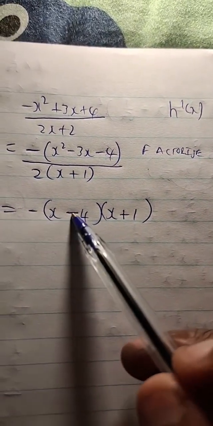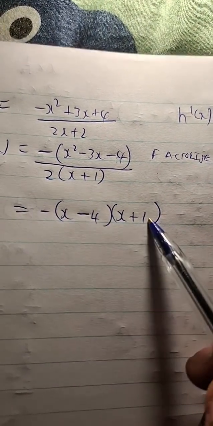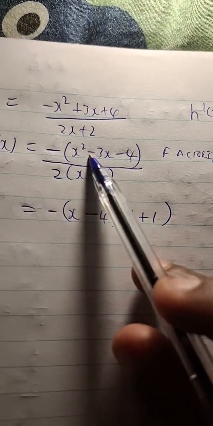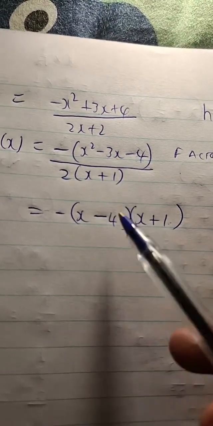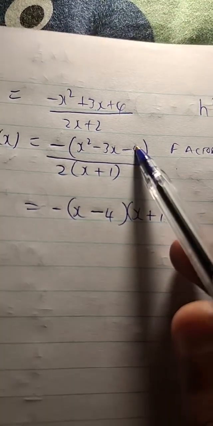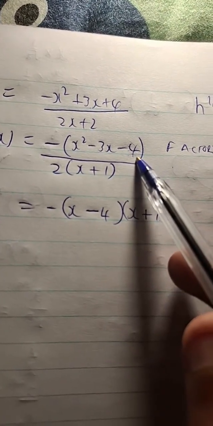Let's just check quickly. What's -4 times 1? It gives us -4. What's -4 plus 1? It gives me -3. So when I add these, I need to get the coefficient of the middle term. When I multiply them, I need to get the constant term. Okay, so it's very important, that thing.